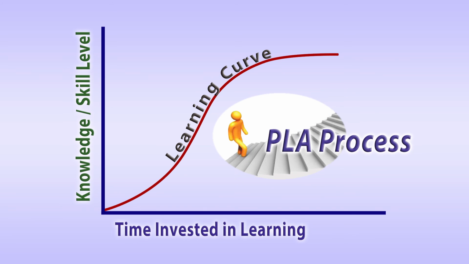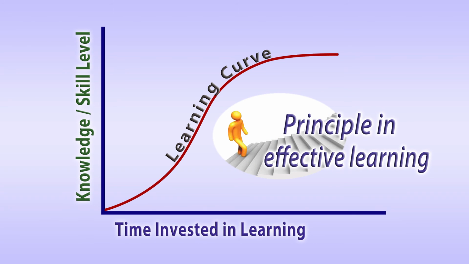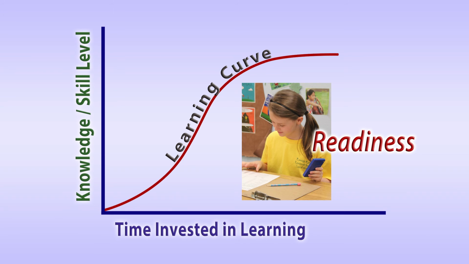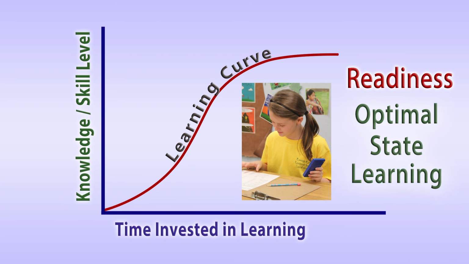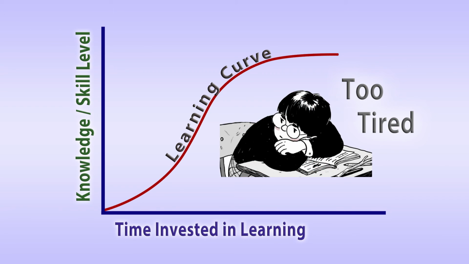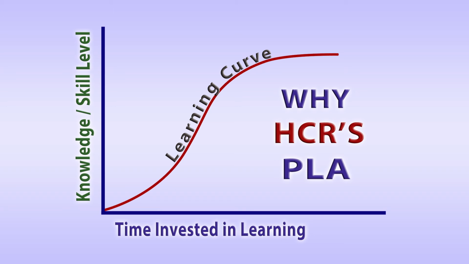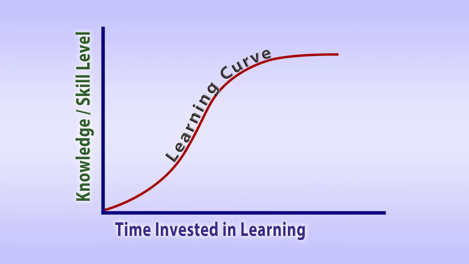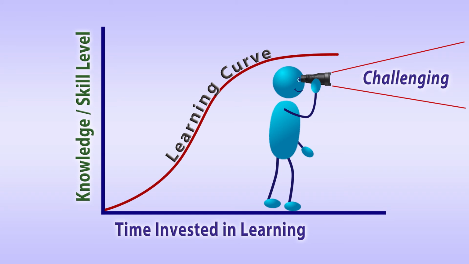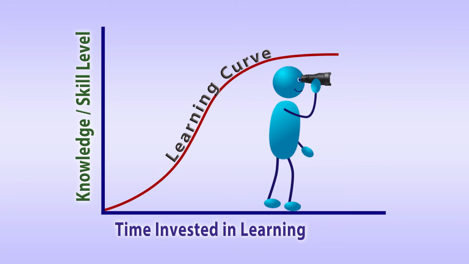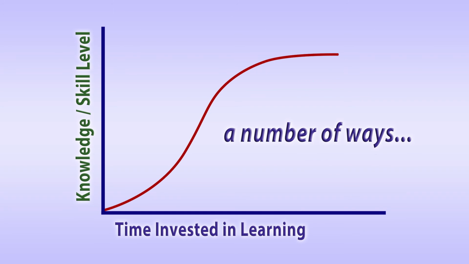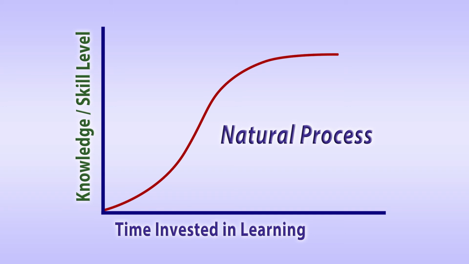As you are about to learn the PLA process, I'm going to take a minute to talk about a principle in effective learning called readiness. Ideally, readiness means being in an optimal state of learning, or at least being in a state where you can learn, not being too tired, for example. Part of readiness means understanding why you desire or need to learn something, which I covered in the last video. Also, it is important to have a sense of what's up ahead, how challenging it will be, whether it will be fun, rewarding, meaningful, who's teaching, etc. Now, you can aid yourself in readiness in a number of ways, one of which is to understand the natural process of the learning curve from the bottom to the top.